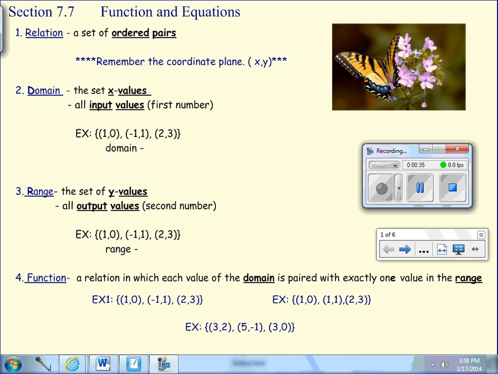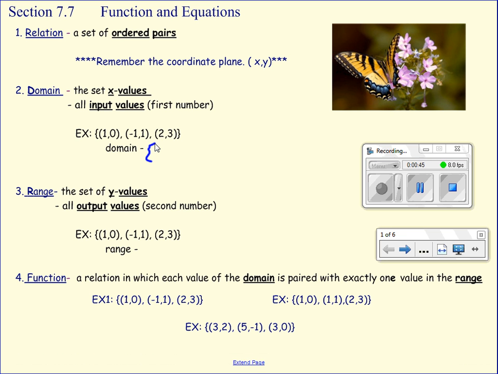In this example that we have here, we have ordered pairs as a set of (1, 0), (-1, 1), and (2, 3). The set of the domain for these ordered pairs would be 1, -1, and 2. So if you're asked, what is the domain of this set? It would be 1, comma, -1, and 2.